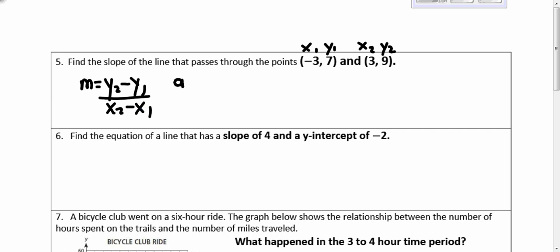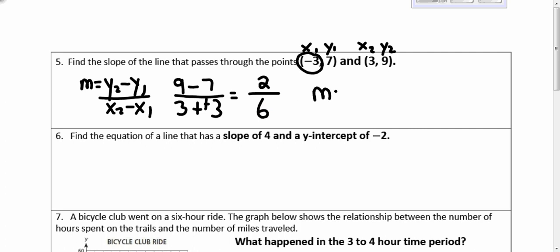y2 minus y1 is 9 minus 7, and x2 minus x1 is 3 minus, the minus sign comes from the formula itself, and the x is -3. So don't forget the double negative. When there's the double negative, it's like keep, change, change. It changes into positive. So 9 minus 7 is 2, and 3 plus 3 is 6. Reduce it, always reduce it. It's 1/3. Slope is 1/3.